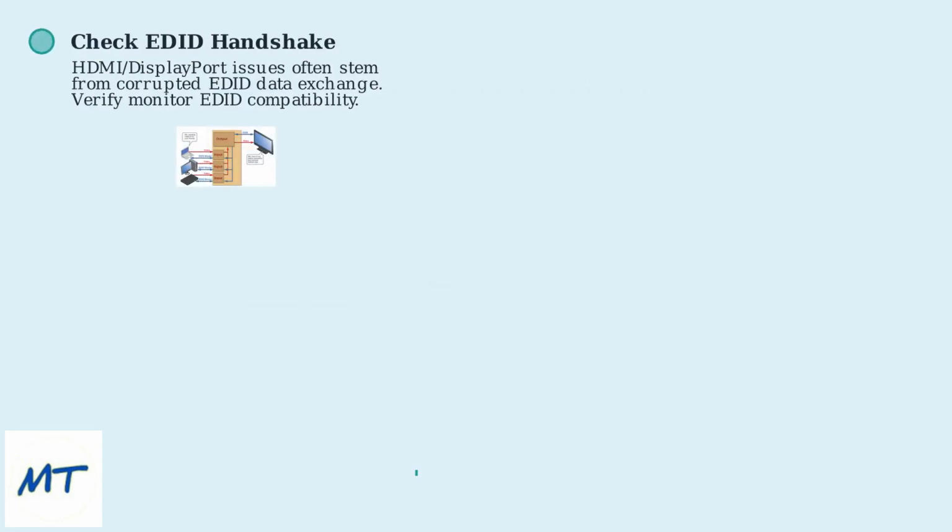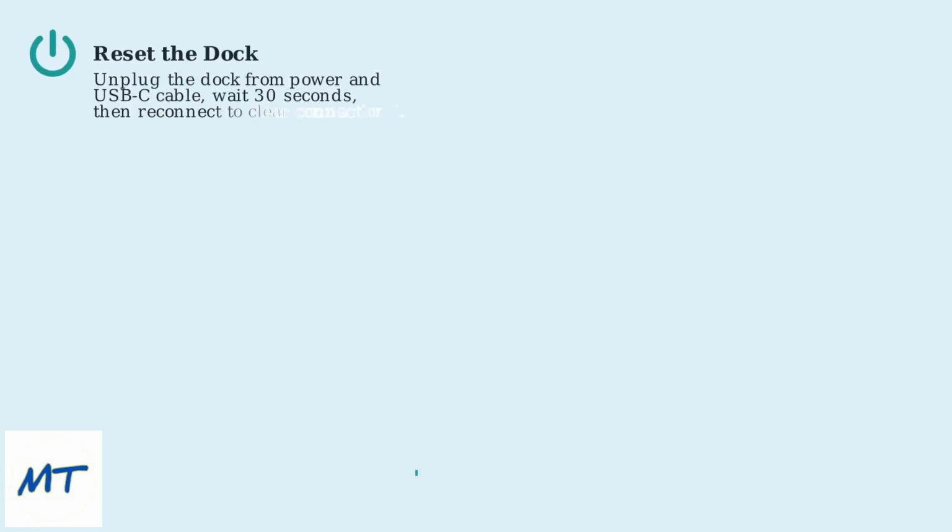For HDMI or DisplayPort issues, start by checking the EDID handshake. EDID is the data exchange between your display and the dock that tells the system what resolutions and features the monitor supports. If this handshake fails, the display won't work properly. Next, reset the dock by unplugging it from both power and the USB-C connection to your laptop. Wait about 30 seconds to allow capacitors to discharge, then reconnect everything. This often resolves temporary connectivity glitches.